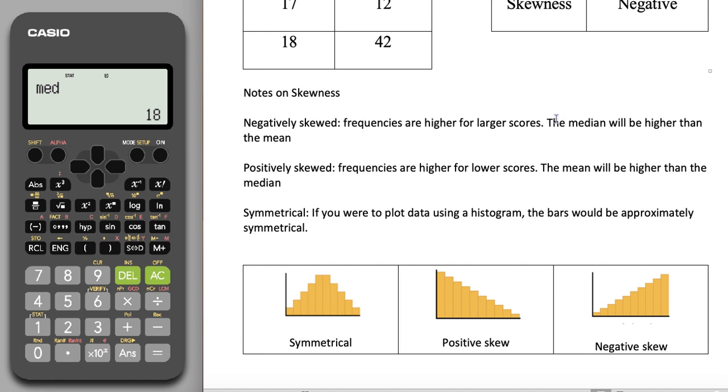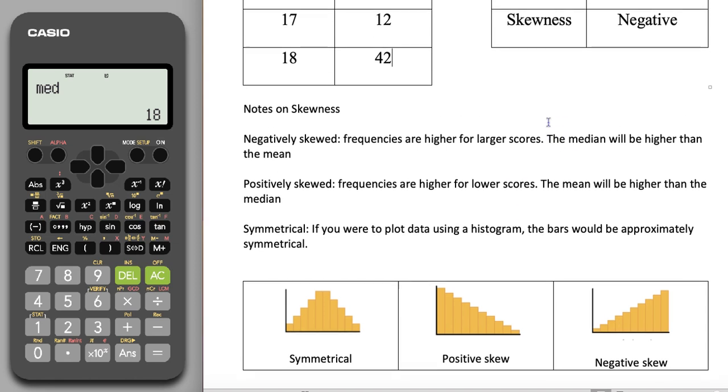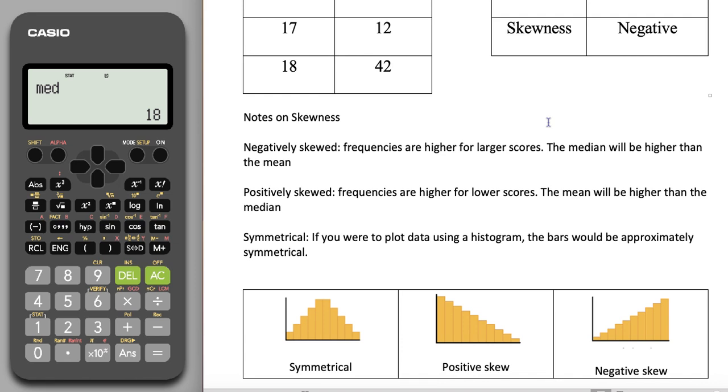Now what that means is you can practice this yourselves with data sets. For a negatively skewed data set, the median will be higher than the mean. That's for negatively skewed. Positively skewed, well, it's a complete opposite. So why don't you just memorize this bit and understand that positively skewed will be the totally opposite of that. Which is to say that the mean will be higher than the median in a positively skewed set of data. And if it's symmetrical, the mean and median will be close together.